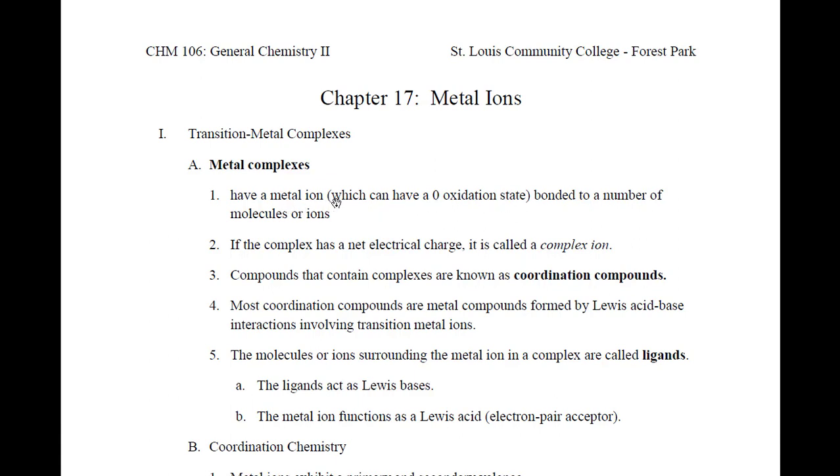And so a metal, which either can be charged or zero charged, bonded to a number of molecules, because again, using Lewis acid base theory, we can actually use molecules like water or ammonia or anything, or ions, so long as they have a pair of electrons on them that we can bond into d orbitals on the metal, regardless of whether the metal has a charge or not, as long as there are available d orbitals to bond into, then we have what's called a metal complex. If the complex has a net electrical charge, it's called a complex ion. If it has no overall charge, then it's just called a complex.